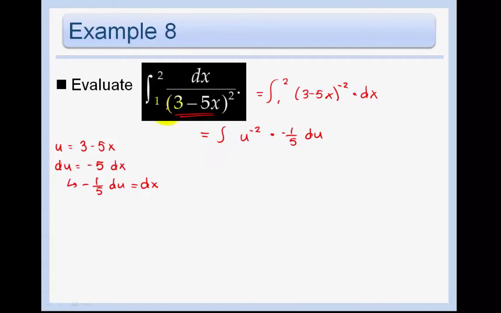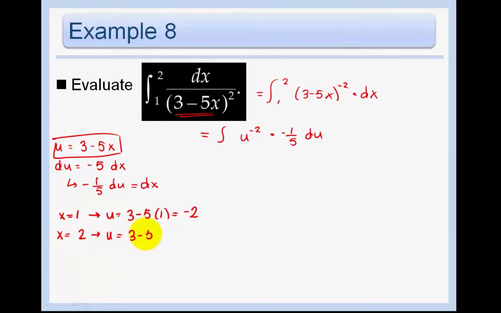Now what are our bounds? When x was 1, u is 3 minus 5, negative 2. And when x is 2, what is u? Negative 7. So we're going from negative 2 to negative 7. What jumps out at you? Hopefully it jumps out at you that this number is bigger than this number. Play with that in just 1 second.